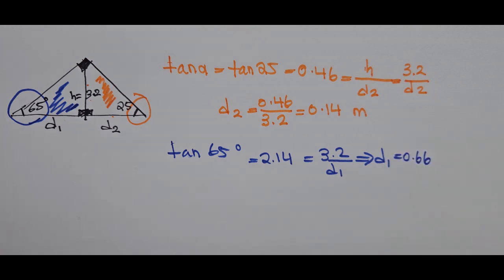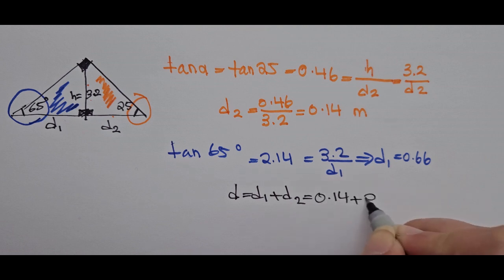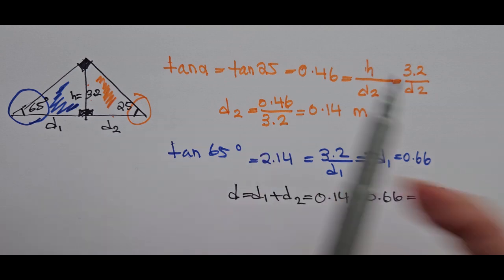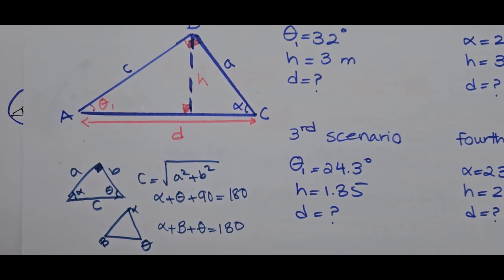We're not done yet. Remember, guys, now we have D1 and D2. So D would be D1 plus D2, which is 14.14 plus 66, 0.8 meter. And remember, guys, whenever you find something, if you have the unit, you have to make sure you put the unit in front of it. Okay. Two scenarios so far, so we have to deal with the second one.